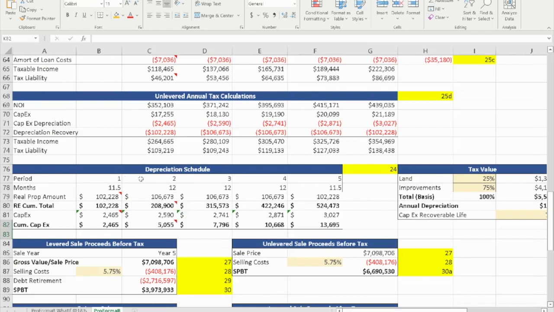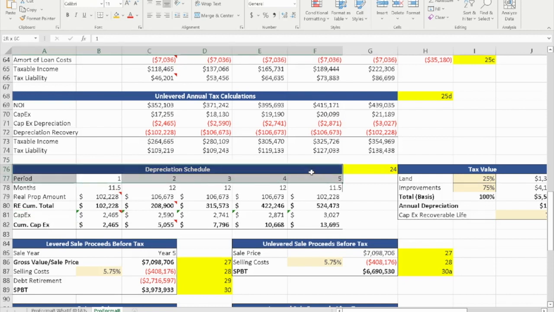and complete the actual depreciation schedule here. This piece here. In order to do that, you need to complete this part of your table: the period, months, the real property amount, depreciation for each year, the cumulative total, the CapEx, and then the cumulative CapEx depreciation.